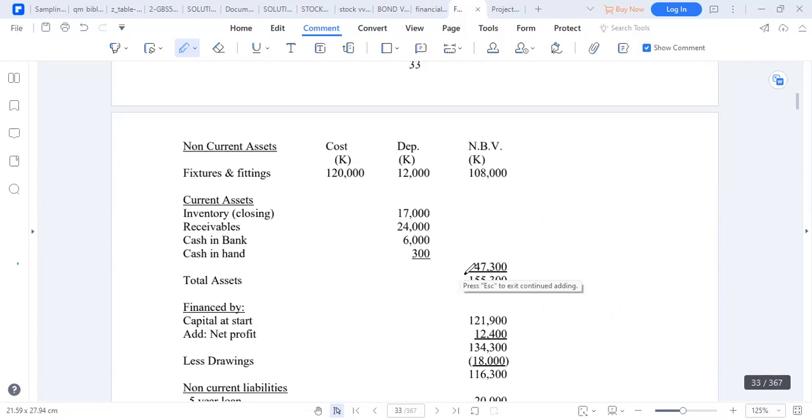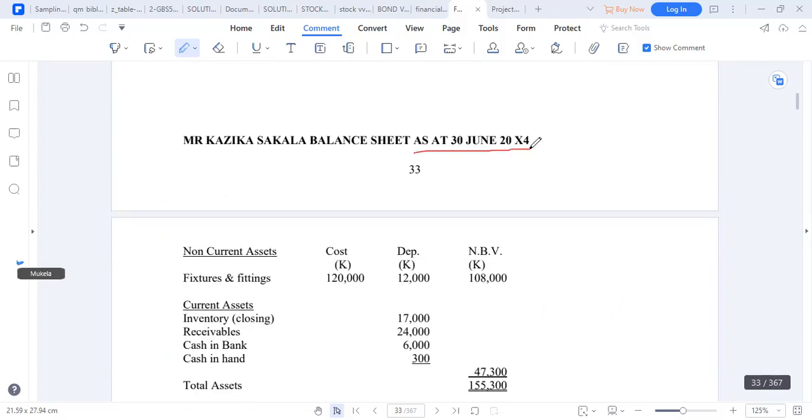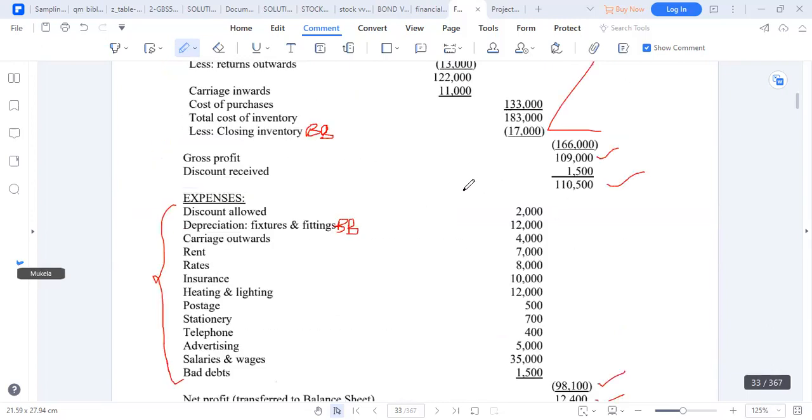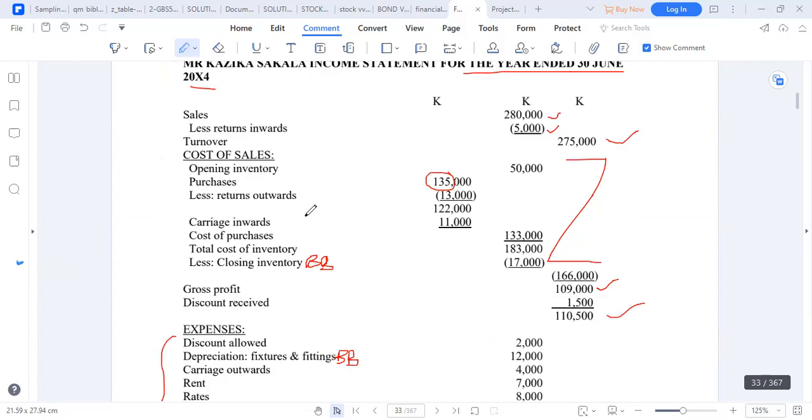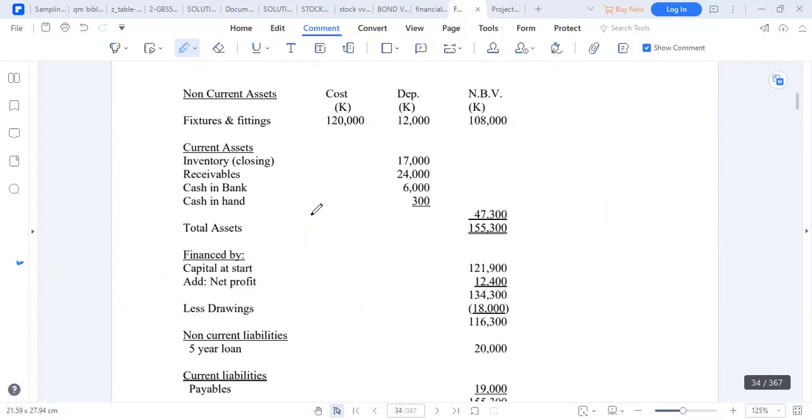Now, when we go to the balance sheet, it is read as at. We go to the income statement, it is read for the year ended June. So this is the format which we use when we are giving the titles of these books. Take note. So we had fittings and fixtures, 120. It has depreciation, 12,000. The net book value is the difference between the cost and the depreciation.